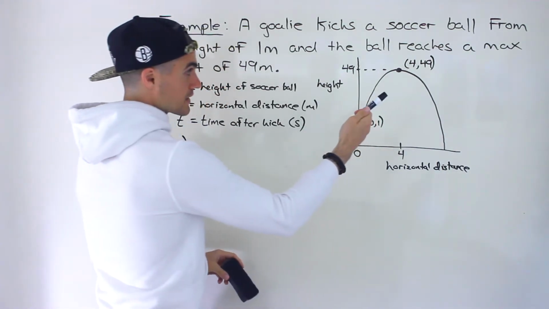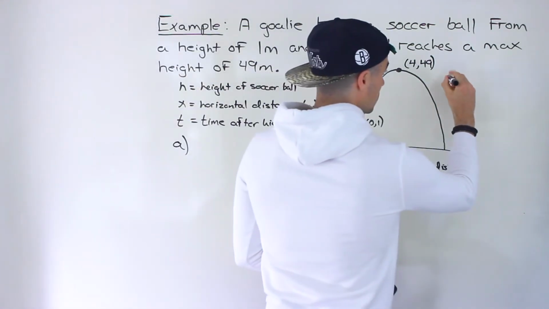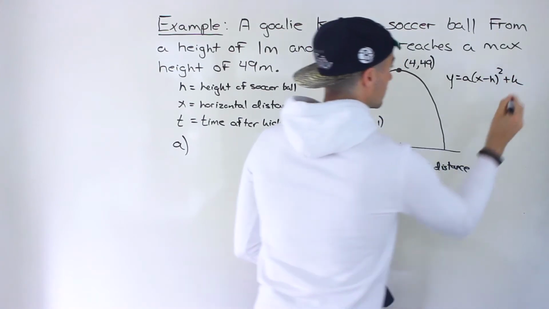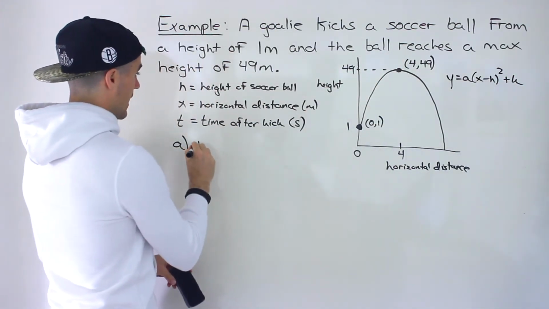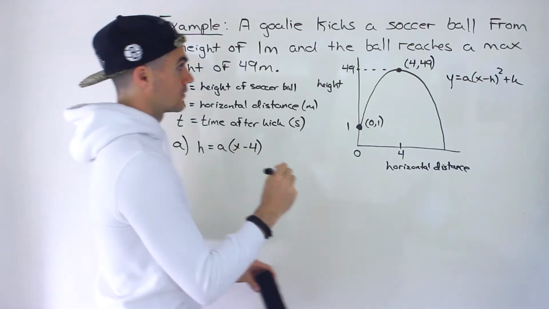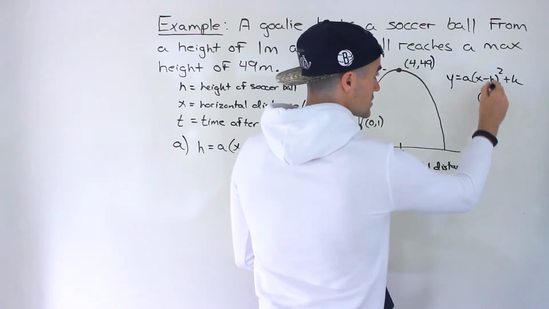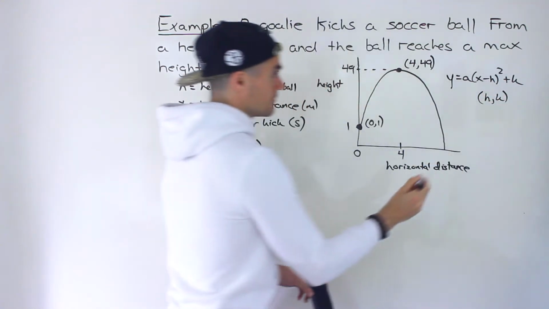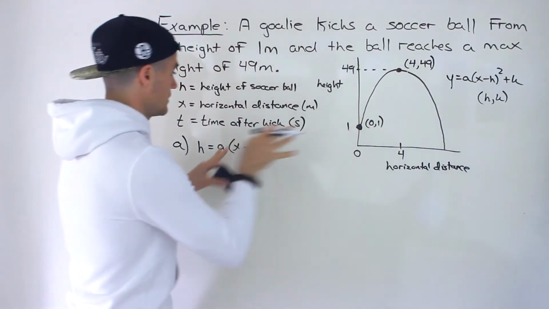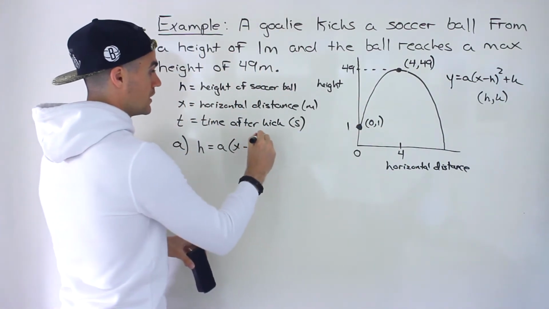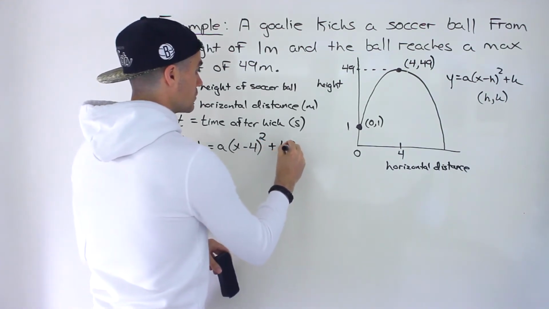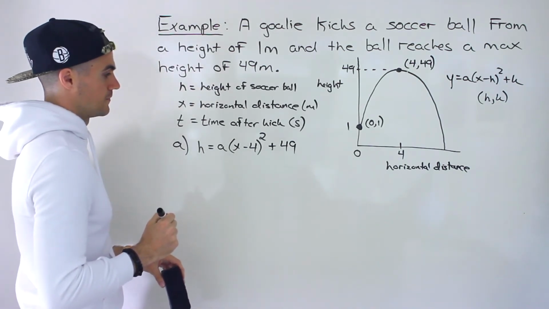Notice that we're given the vertex. So what we can do is just in general, we can put this in that vertex format like that. So we will have h equals a, x minus 4, right? Remember that over here, the vertex is h and k, right? So in this case, the h is like the 4, the k is like the 49. So taking that, plugging it in here, x minus 4 squared plus that k value of 49.